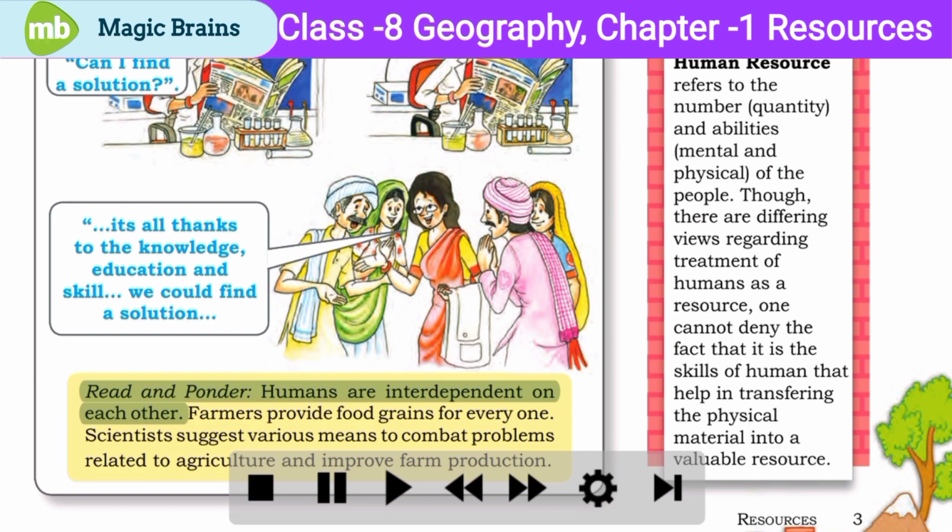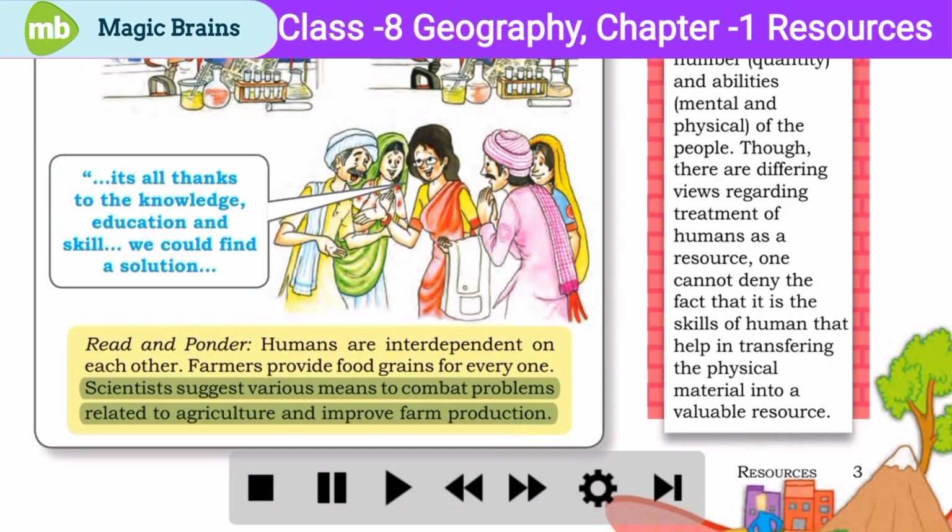Humans are interdependent on each other. Farmers provide food grains for everyone. Scientists suggest various means to combat problems related to agriculture and improve farm production.